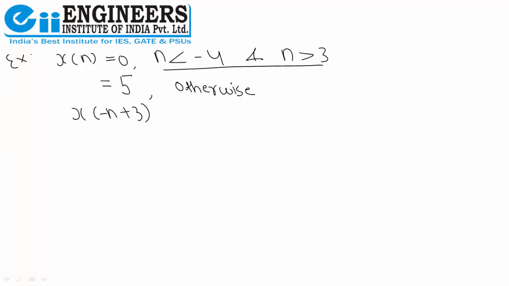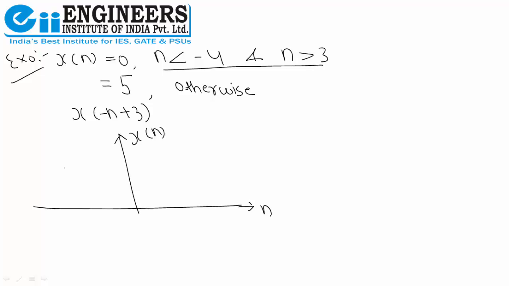Now first of all you need to draw what is given to you. x[n] is given to you. x[n] is 0 for n less than minus 4 and n greater than 3. Remember, not less than or equal to, but less than, and not greater than or equal to, but greater than. So at minus 4 and at 3 it will never be 0, it will be 5. So if I draw x[n], it will be 5 at minus 4, minus 3, minus 2, minus 1, 0, 1, 2, 3, having the value of 5.